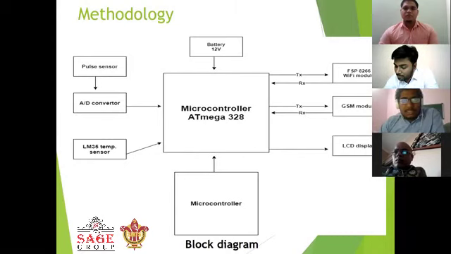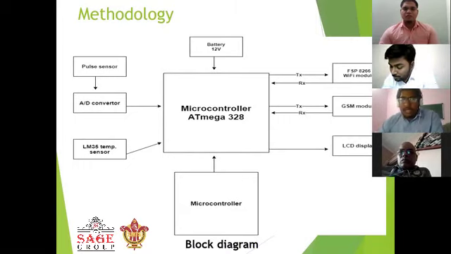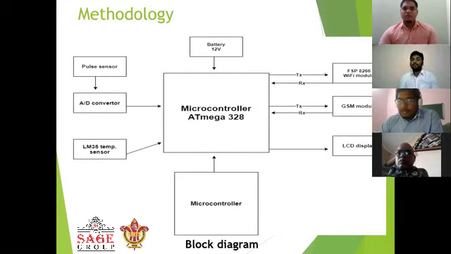The left side is the pulse sensor. The pulse sensor senses the pulse of the patient, and the device is connected to the patient and it is connected to the analog to digital converter, and then it feeds it to the microcontroller. The LM35 sensor senses the temperature of the body, and it directly gives to the microcontroller, and it does not require any conversion.